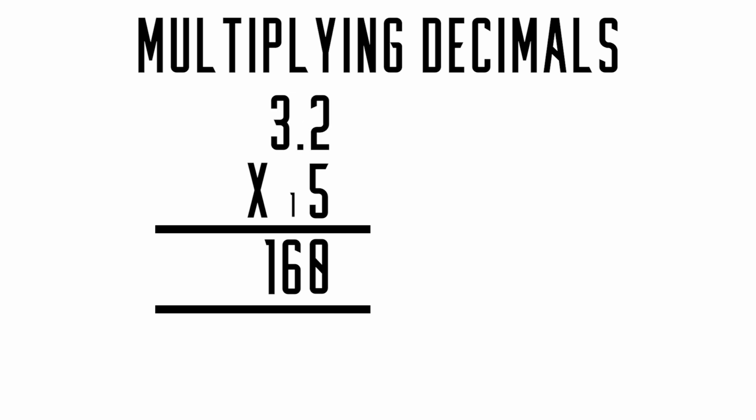And if we look at the sum, we can ask ourselves how many digits within that sum are after a decimal point. We see that there is 1 here, which is the 2. So our answer will also have one number after the decimal point. We can put the decimal point between the 6 and the 0, giving us 16.0 or just 16. This process can be used for any multiplication with decimals.